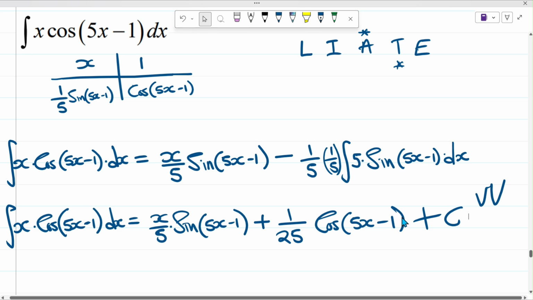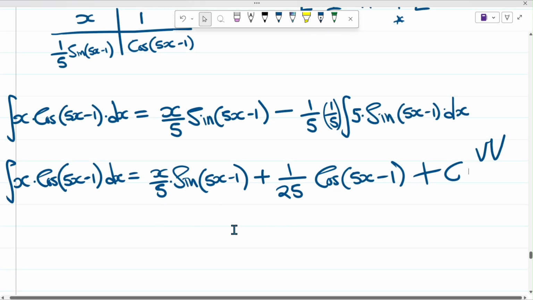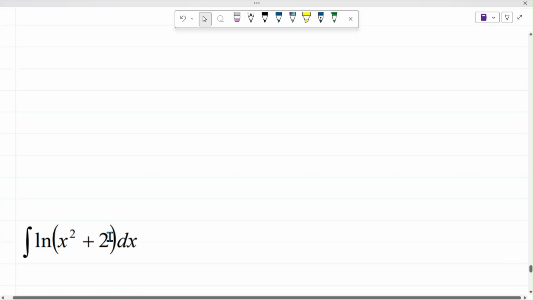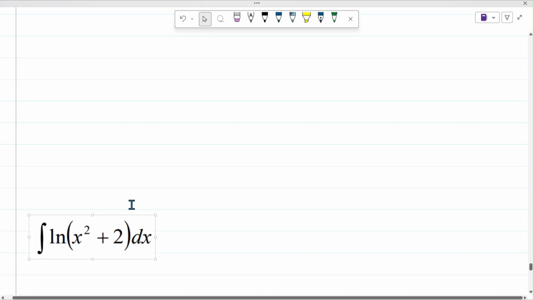It was easy. One could decide to take 1 over 5 as a common factor, and it can still work as well. Or 1 over 25 as a common factor. Whichever you prefer, it's still correct. You're allowed to do that.